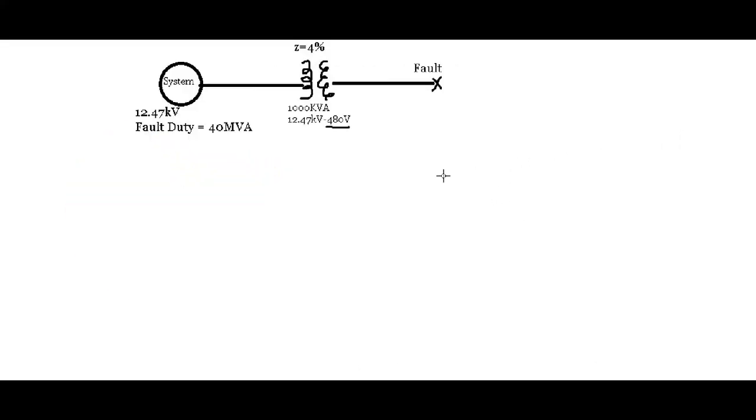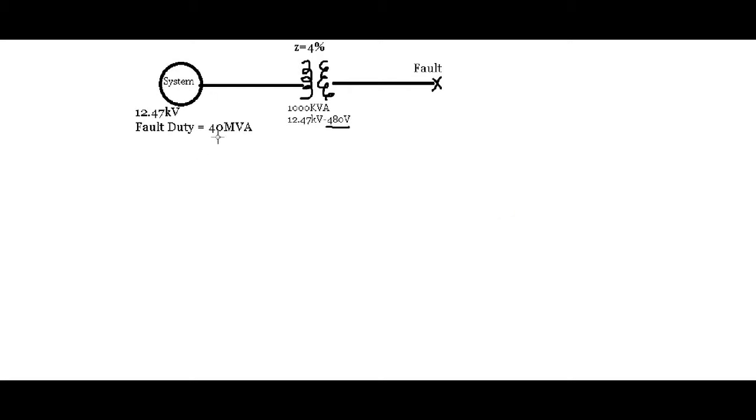This is problem 530 from the Power PM practice exam. It reads: 1000 kVA, 12.47 kV to 480 volt transformer with 4% impedance feeds a 480 volt bus. The fault duty of the 12.47 kV system is 40 MVA. Assuming the transformer and the 12.47 kV system have the same X/R ratio, the three-phase short circuit current available at the 480 volt bus is most nearly.